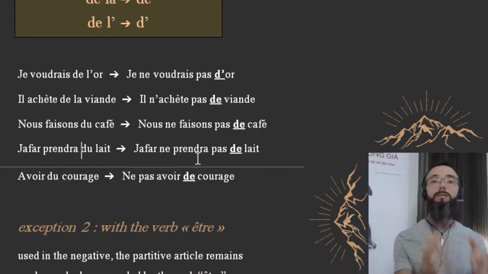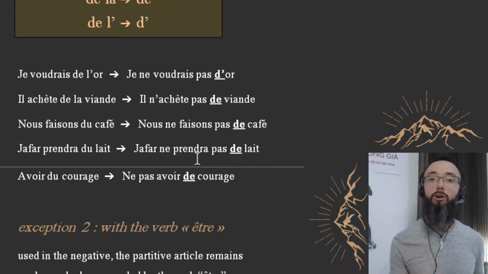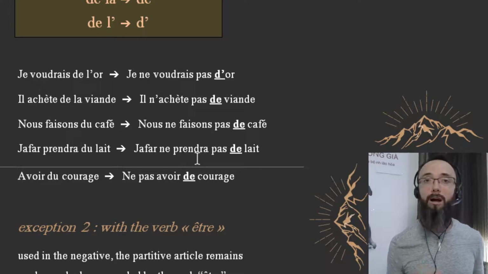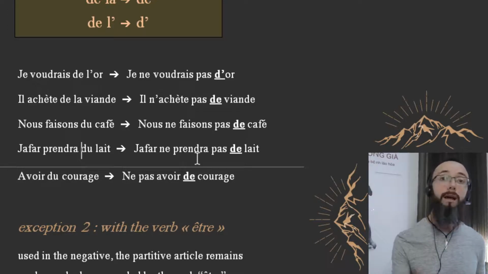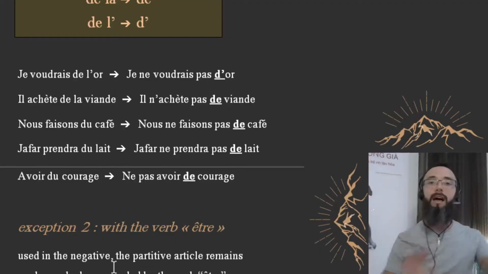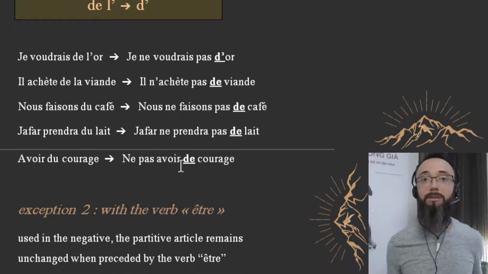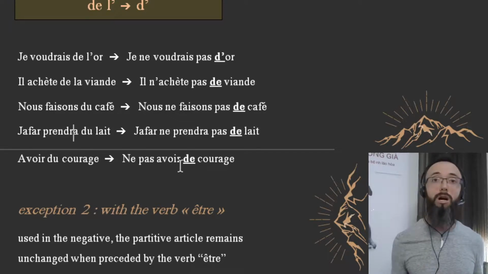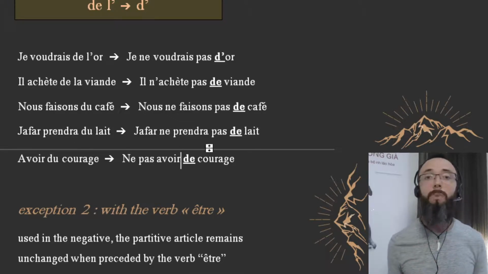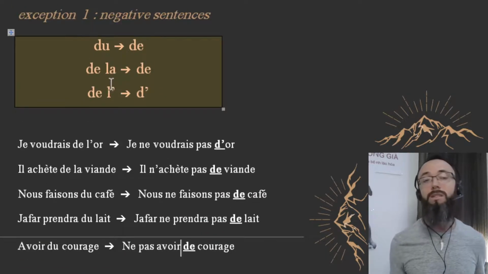Let me try to have you repeat that sentence with me. Jafar ne prendra pas de lait. I'm pretty happy if you only repeated the sentence in your head along with what I said. It's a great start. Of course, it would be 5 stars if you had actually repeated the sentence out loud. That would be a high 5, a high 6, a high 7, a lot of numbers after high words. And finally, we have to have courage. Avoir du courage in the negative form becomes ne pas avoir de courage. Okay, this was exception number 1.